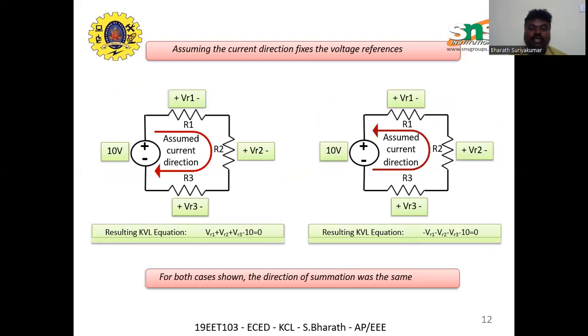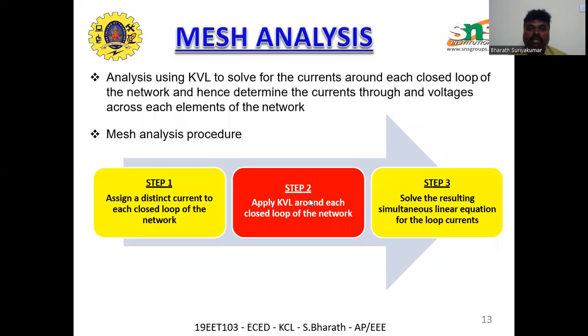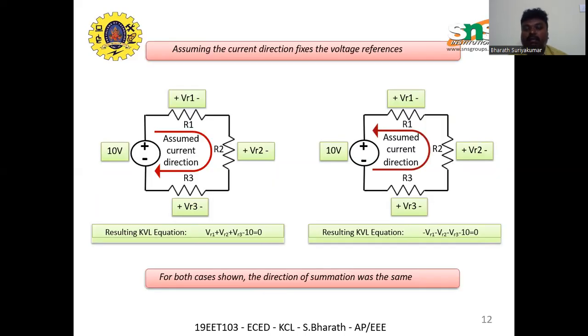So the resulting equation becomes, seeing both directions of current, VR1 plus VR2 plus VR3 minus 10 is equal to 0 for the first case, where the assumed direction is from positive to negative. When the assumed direction is from negative to positive, the resulting KVL equation is minus VR1 minus VR2 minus VR3 plus 10 is equal to 0. For both the cases shown, the direction of the sum was the same. Based on this, we'll be seeing an analysis called mesh analysis in the forthcoming video.